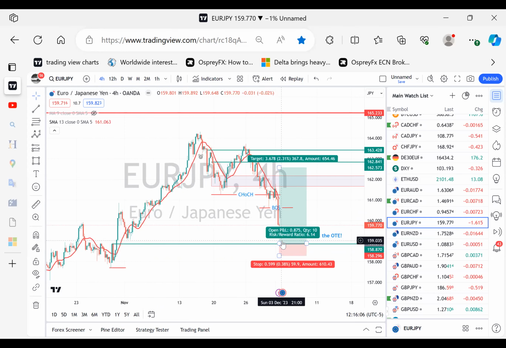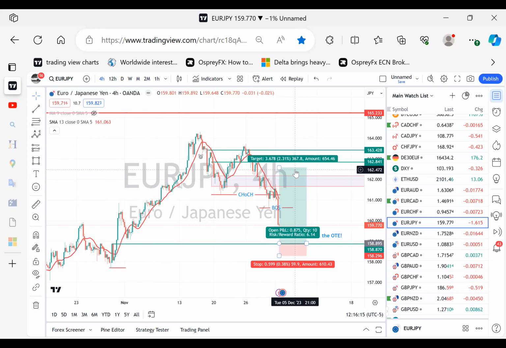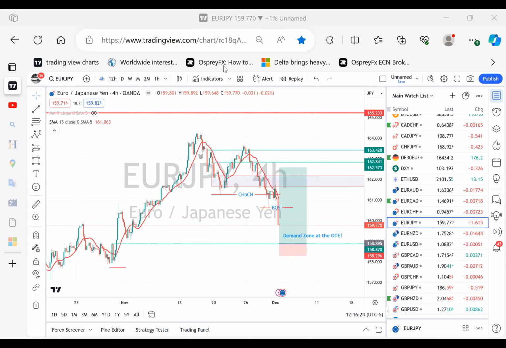Maybe fill this imbalance, maybe just tap it. You're going to violate another low. Tap in, buy up to the imbalance of our move. That's it. That's what we do every week.